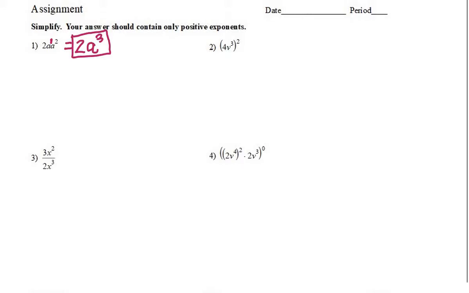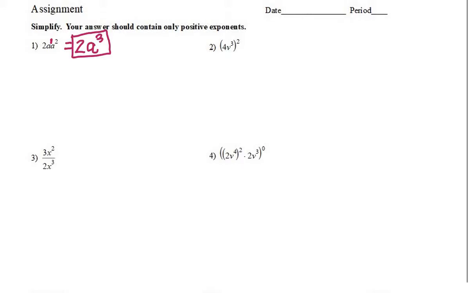Some of you guys tried multiplying the exponents or just said it was 2a squared because you didn't put the 1 as an exponent on this a right here. So just remember, anytime a number does not have an exponent, you can put a 1 there. And when you're multiplying the bases, you're going to add the powers.